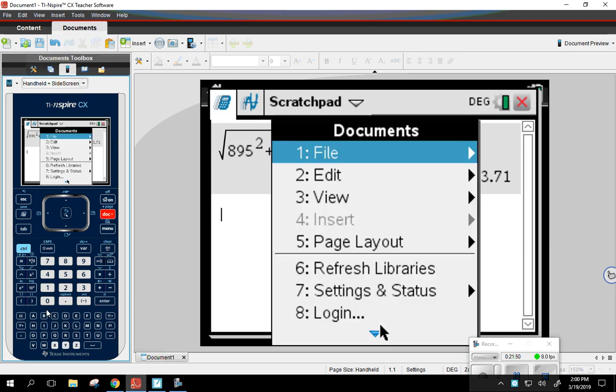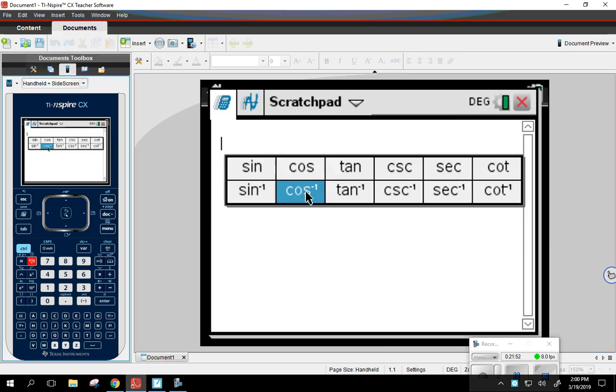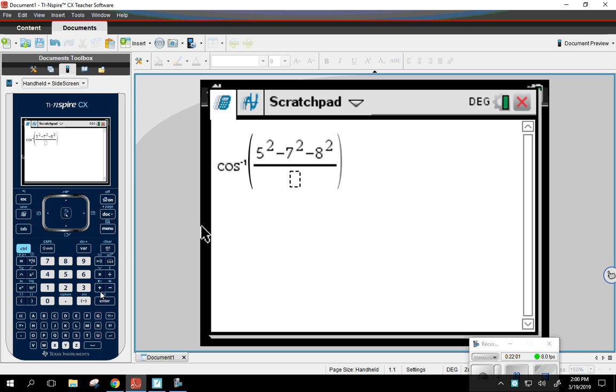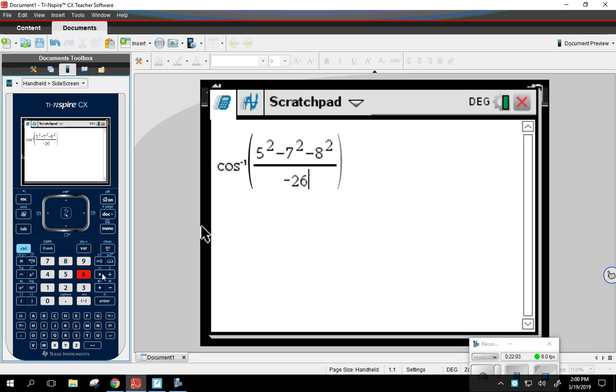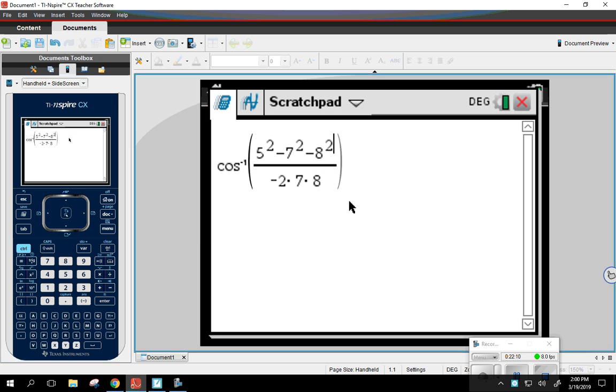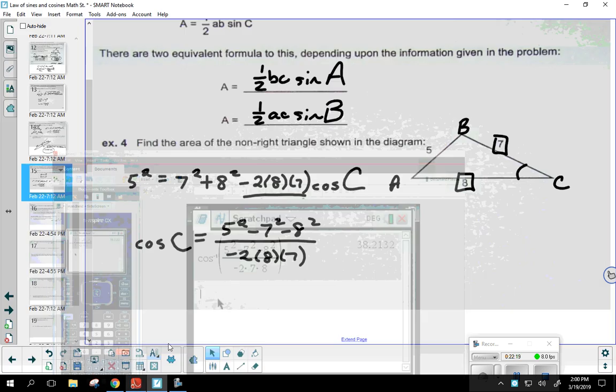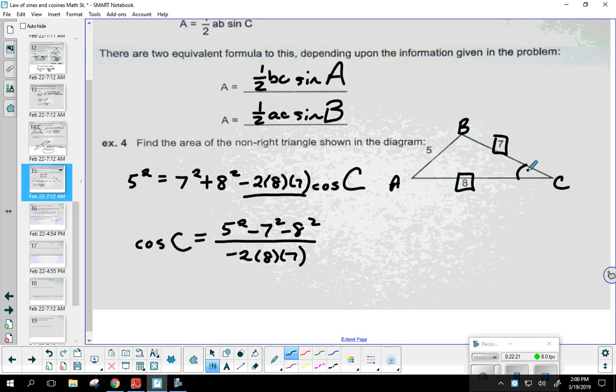Then, of course, we'll take the inverse of that. So, cosine inverse of 5 squared minus 7 squared minus 8 squared all over negative 2 times 7 times 8. All right. So what should I get as an angle measure when I do this? Okay, so I'm getting 38.2.